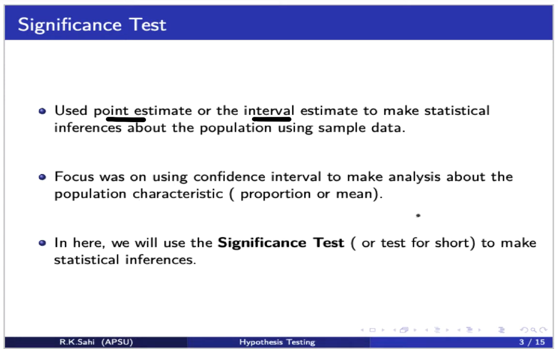Remember, we have used point estimates or interval estimates to make some statistical inferences about the population using sample data. Our main focus in that scenario was to use confidence intervals to make analysis about the population characteristic. And this population characteristic was either a proportion or a mean. Now here we're going to use a second type of statistical inference, which is called the significance test, or test for short.